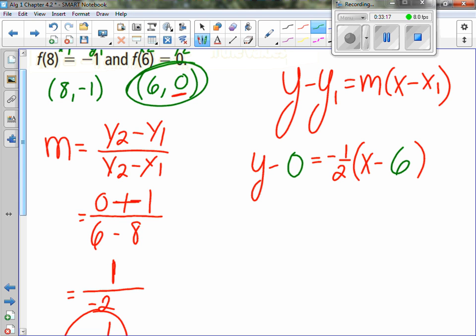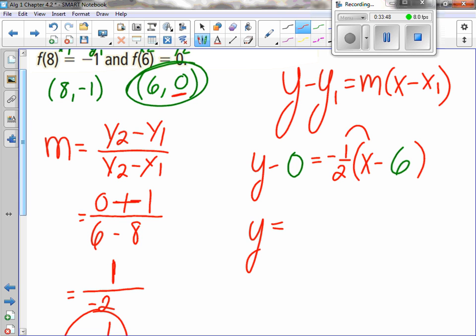Any questions on how we got to this point here? How we got to y minus 0 equals -1/2, parentheses, x minus 6, close parentheses. Okay. What is y minus 0? Just y by itself, because subtracting or adding 0 doesn't change anything. Is y by itself? Well, yes, we just have to simplify those parentheses, and then we are done. That's it.